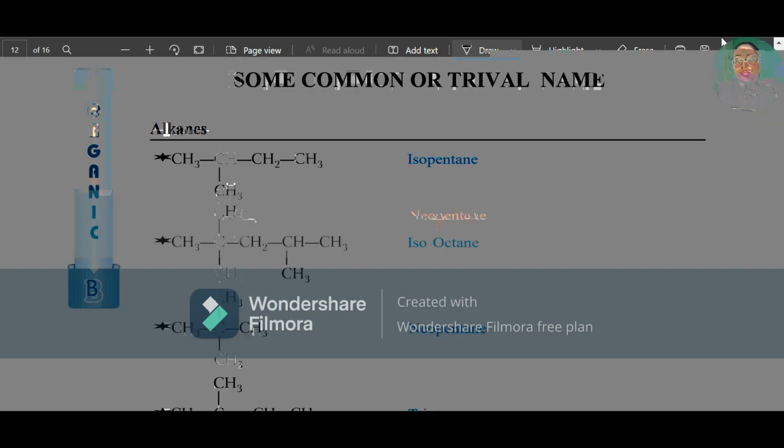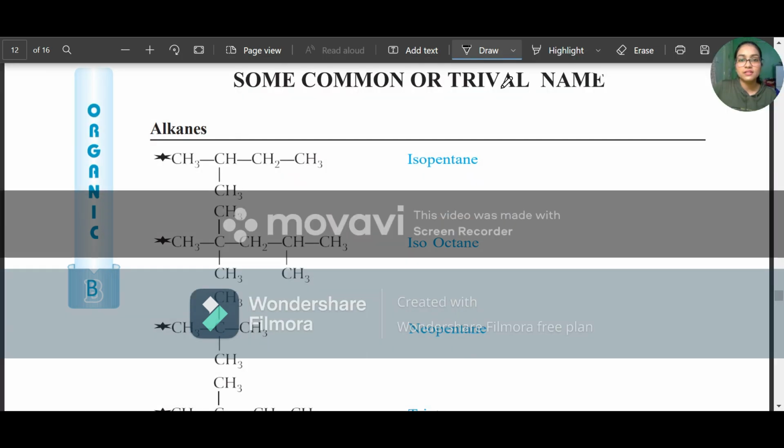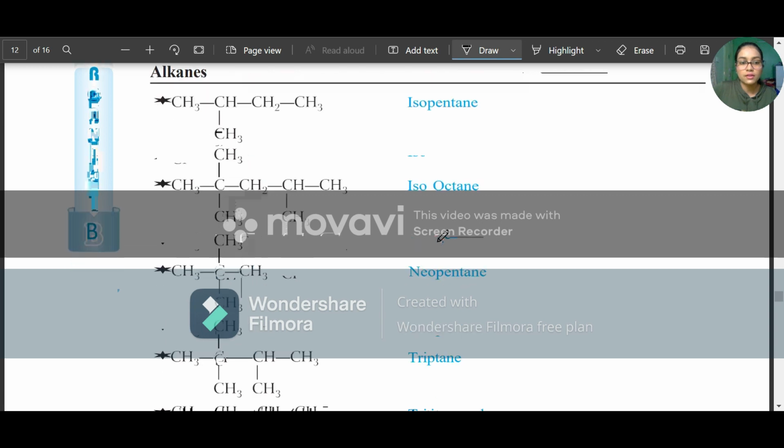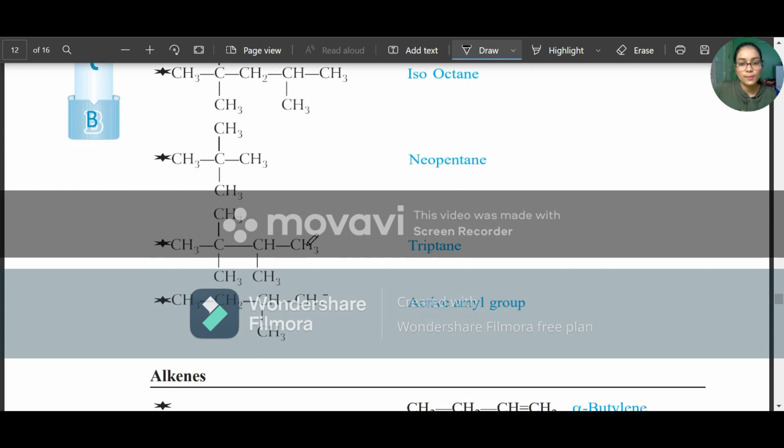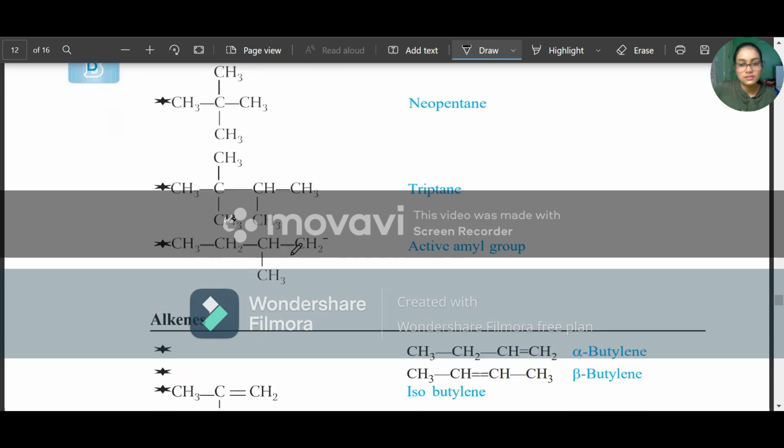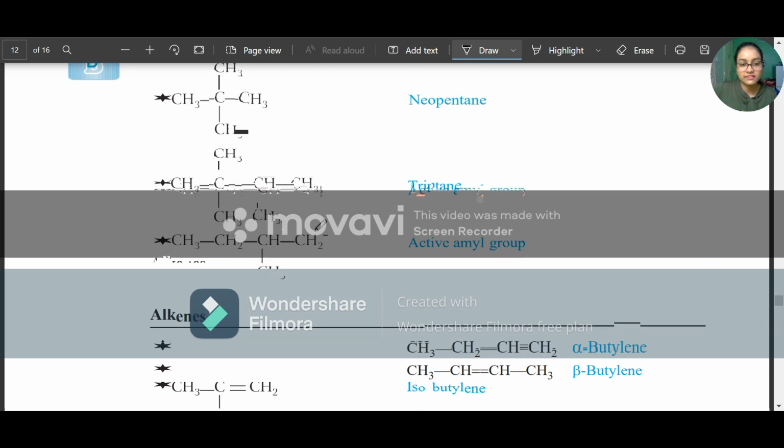So let's start with some common trivial names which you need to remember for the exam. If the CH3 is present on the second carbon and there are 5 carbons, then it is iso, so isopentane. Over here, the second carbon has the structure, so this is isooctane. And if it is a tertiary structure, then it is neopentane. This is active amyl group because this group is active.